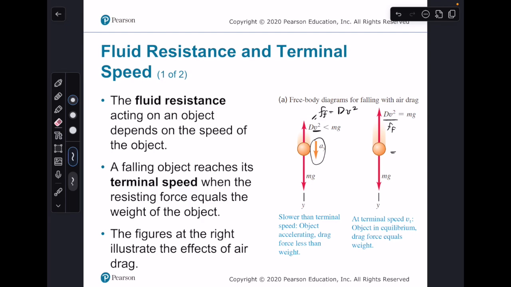So skydivers, when they jump off of an airplane, they're not going to keep accelerating faster and faster and faster until they hit the ground. They're going to reach a terminal speed, all right? It's the speed where their drag force equals their weight, okay? You're technically in equilibrium there because you're moving at constant velocity at that time.